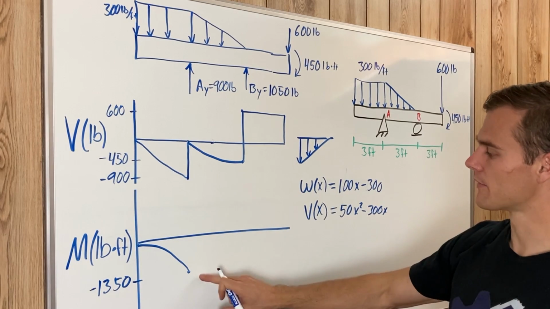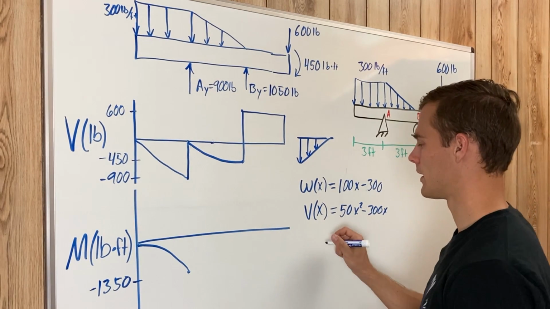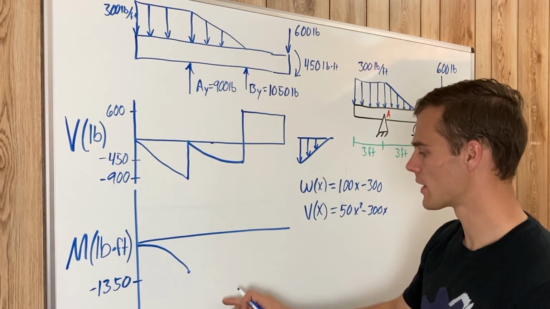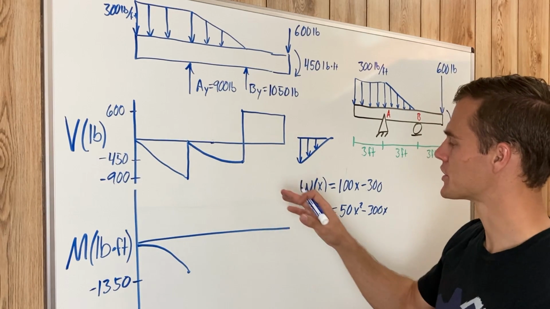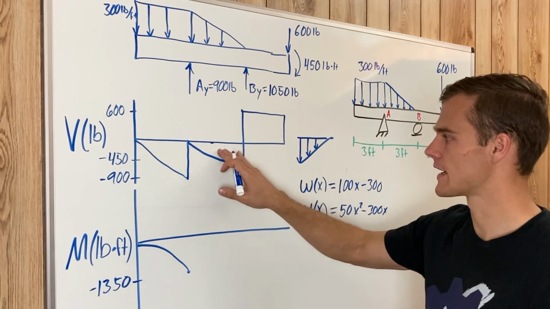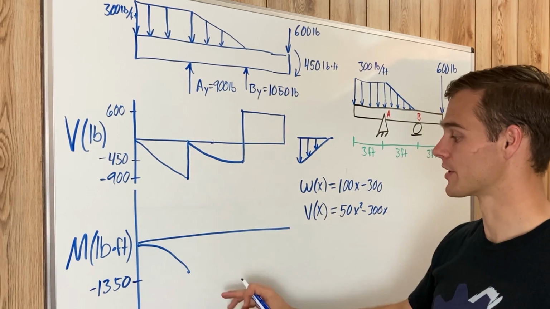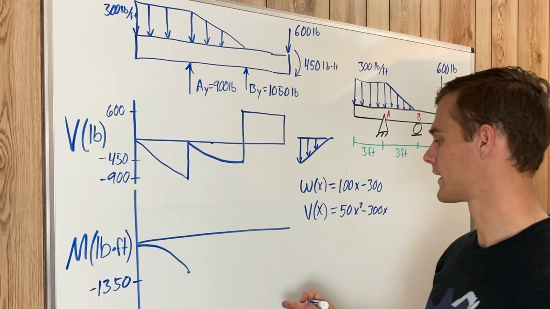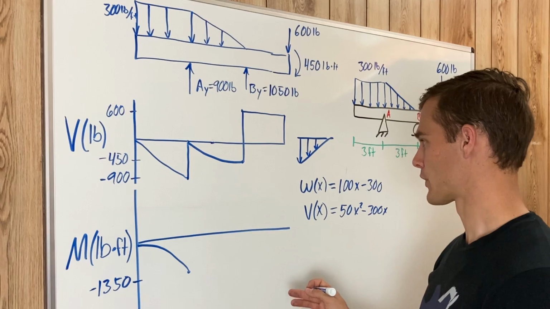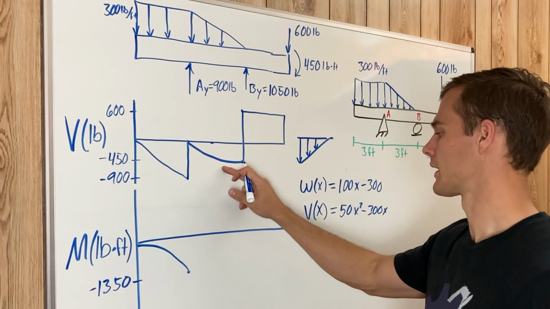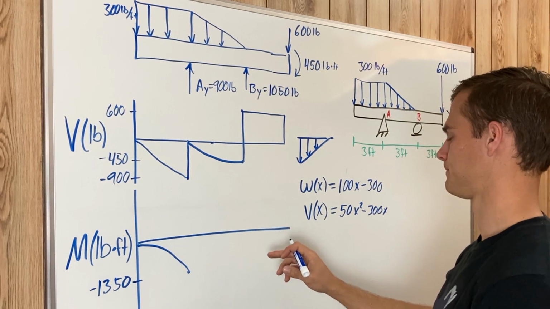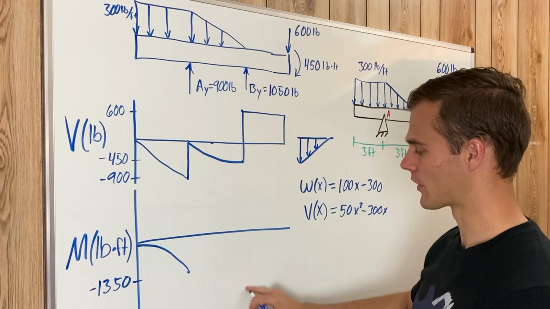Now to get our moment function, to know where this ends up, we know the shape of it because this is negative area, so it's going to push it down. This has got a negative slope, so it's going to be concave down once again, which is opposite of this. This is concave up. But we need to know how much farther it drops down.